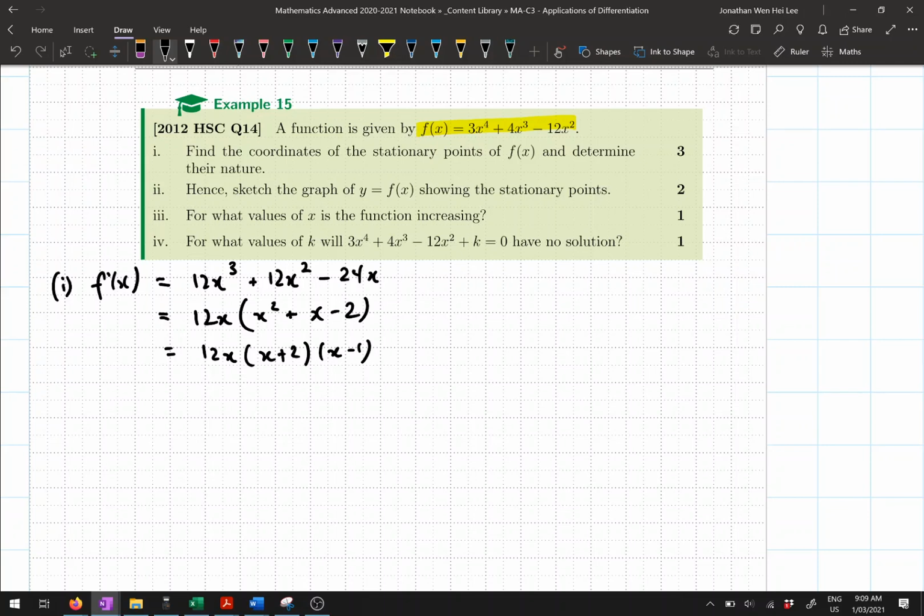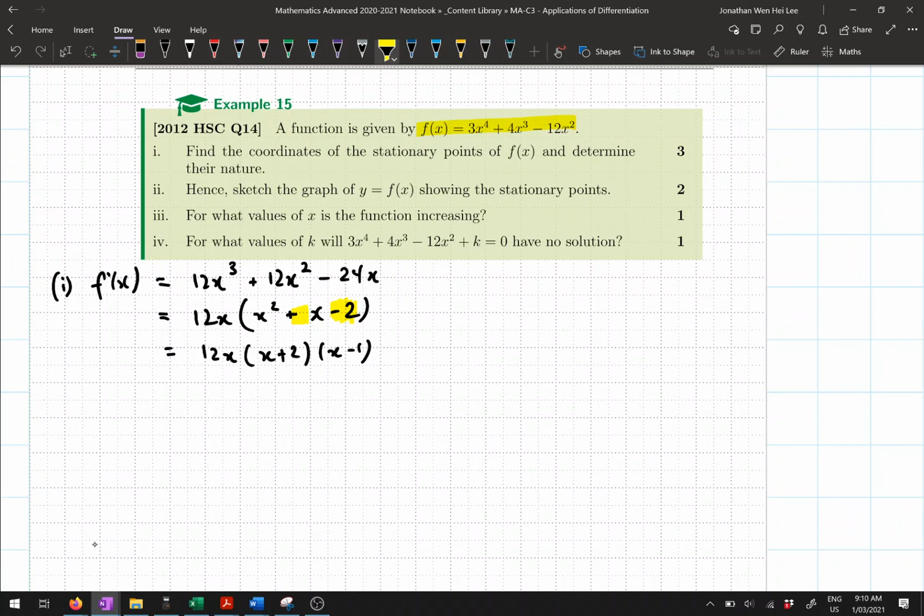You remember factorizing quadratics? We're looking for two numbers that add together to give me 1 and multiply to give me minus 2. So add to give me 1, multiply to give me minus 2. And this factorizing bit actually helps me solve for my stationary points a lot quicker.